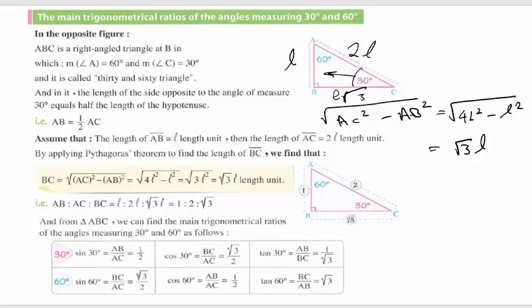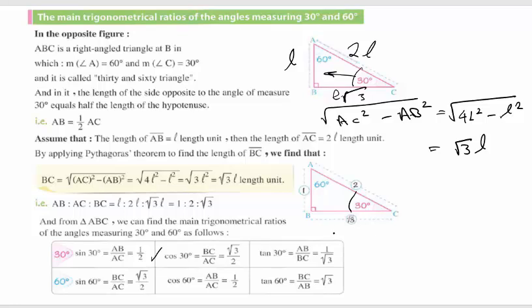As we studied in the last session, the sine of any angle is the ratio between its opposite side and the length of the hypotenuse. So if I would like to find the sine of the angle whose measure is 30 degrees, it will be opposite over hypotenuse, so it will be L over 2L, or half.